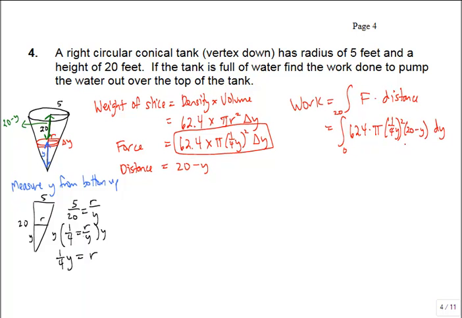So here's my work integral. To solve it, you could pull out the 62.4 and the pi, and the 1/4 squared becomes a 1/16, so you can pull that out. And what you're left with inside is just going to be that y squared times 20 minus y.